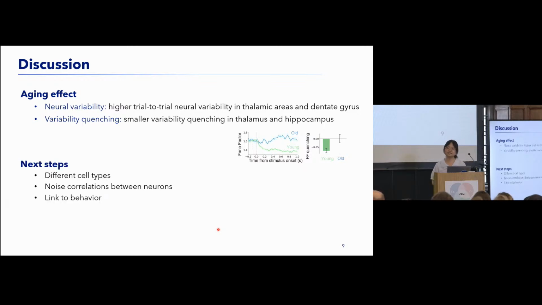And in our following analysis, we want to look into different cell types. We will also calculate the noise correlations between neurons to extend our current analysis from the single neural level to the local circuit level. Finally, we will link the neural changes to behavior to look into the behavioral consequences of this kind of change. Ultimately, we want to understand aging from a mechanistic perspective and understand how aging changes neural computation.